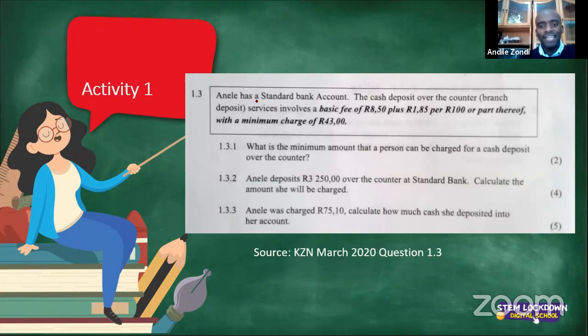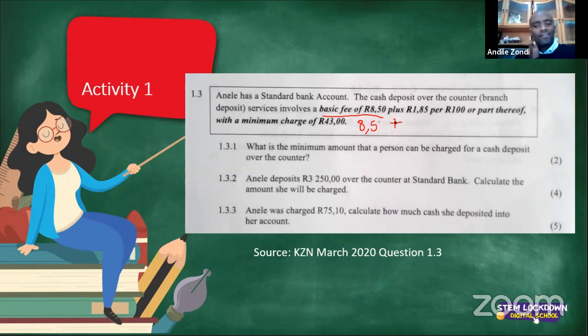Okay, this is a nice challenging question. Please work with me on this question. It says Anele has a Standard Bank account. The cash deposits over the counter, at the branch, service involve a basic fee. When they say basic, they actually mean a fixed amount. I can actually write this as fee is equal to 8.50. Remember, you need to simplify the statements and put them in numbers.